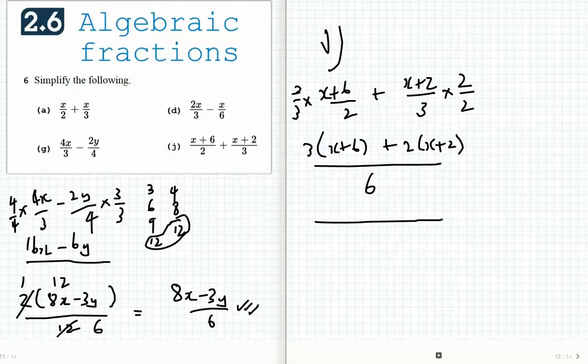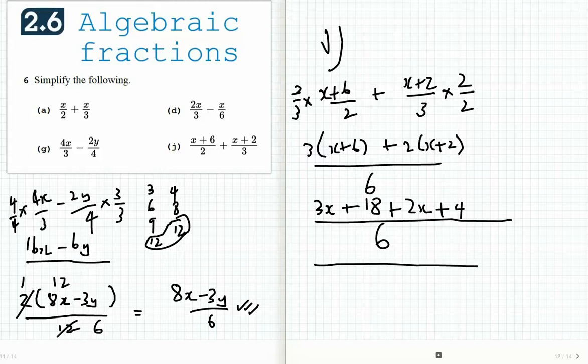3 times x is 3x. 3 times 6 is 18. 2 times x is 2x. 2 times 2 is 4. That's all over 6. 3x and 2x is 5x. 18 and 4 is 22. So that ends up being my answer.